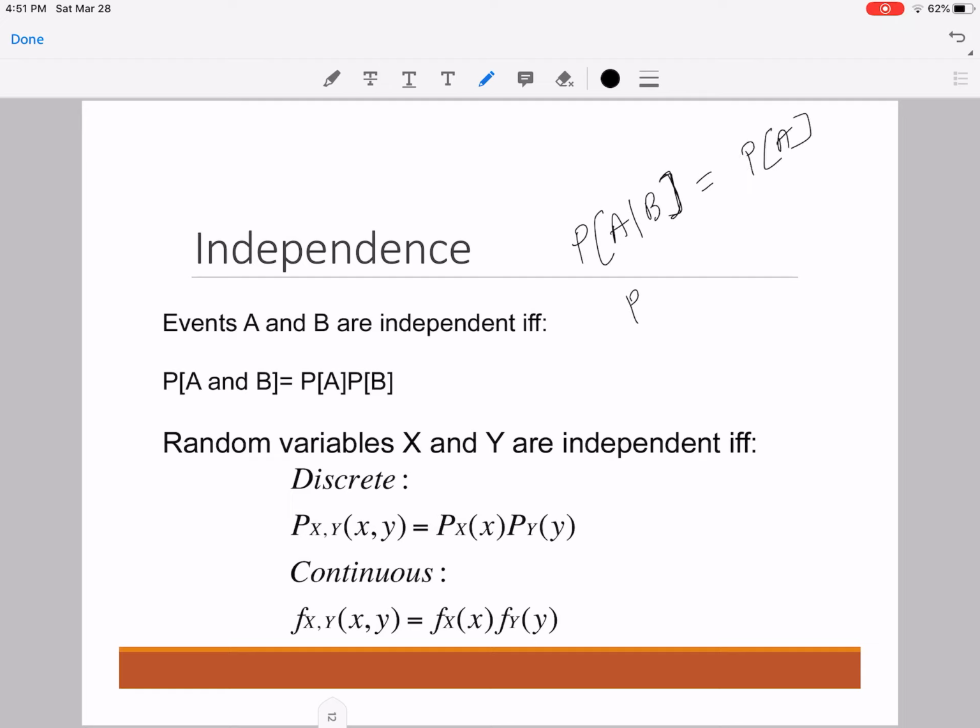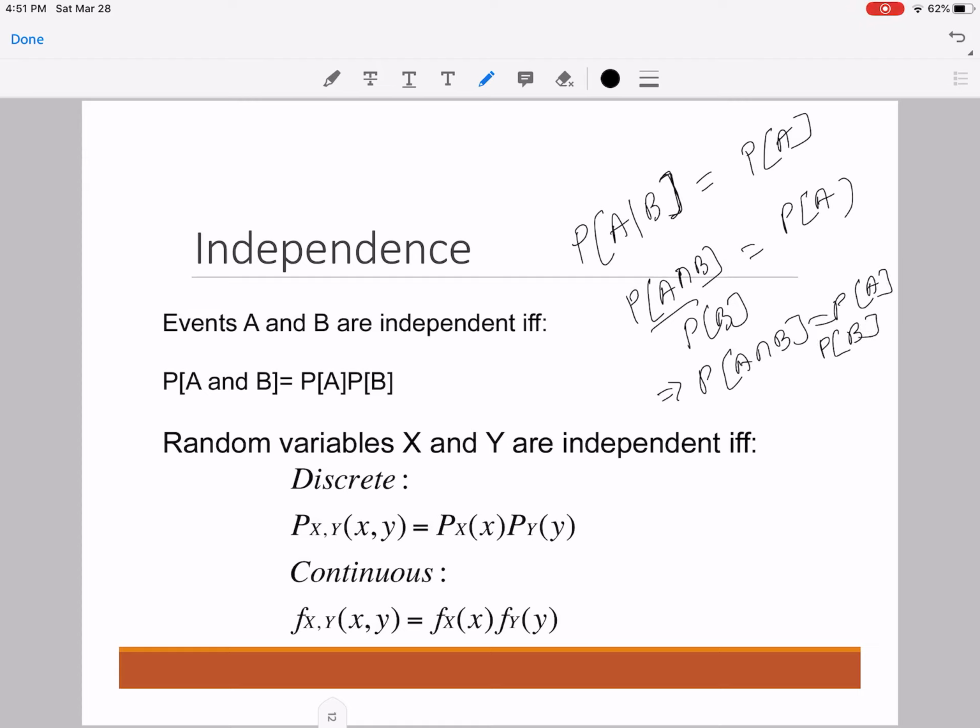Probability of A given B is written as probability of A and B over probability of B, by applying the conditional probability formula. And therefore, probability of A and B is equal to probability of A times probability of B for two events A and B that are independent. This concept can be easily extended to the joint PMFs and the marginal PMFs as well. Two joint random variables, x and y, if they are discrete, are independent of each other if the product of their marginal PMFs gives you the joint PMF.